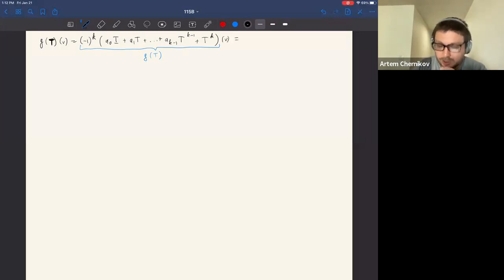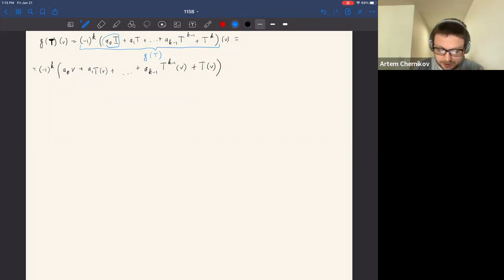Now we just use linearity. So this is equal to (-1)^k, still the same coefficient, but now we just need to apply the operator in the brackets to v. First I apply a0 I to v. I is the identity, so I of v is v, and a0 I of v is just a0 times v. Plus, similarly, a1 times T of v, plus etc., plus a_{k-1} T^{k-1} of v, plus T^k of v.